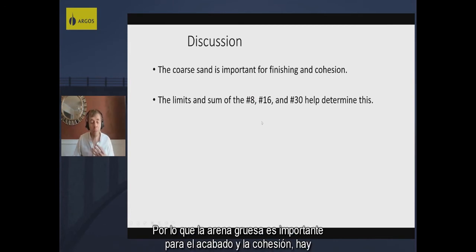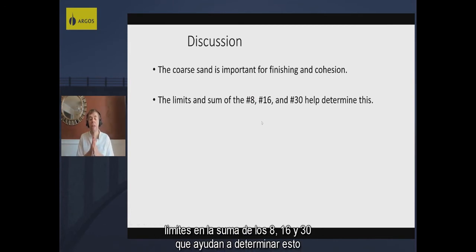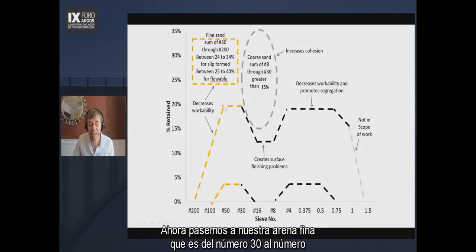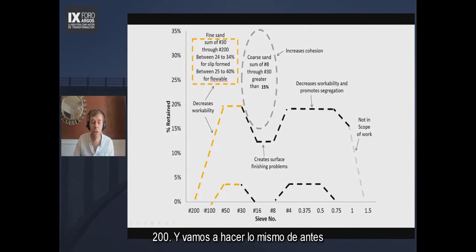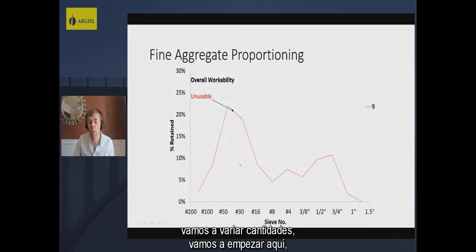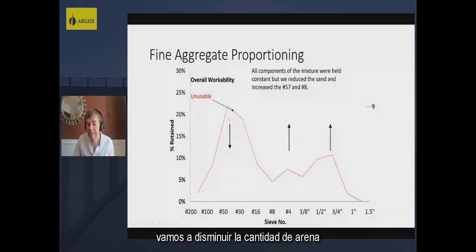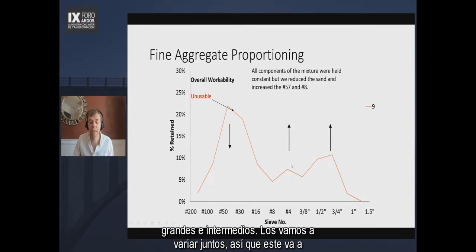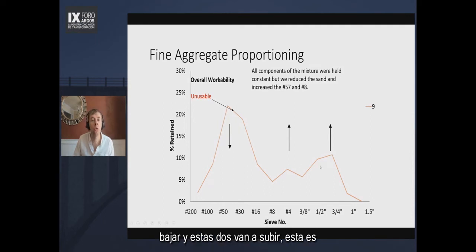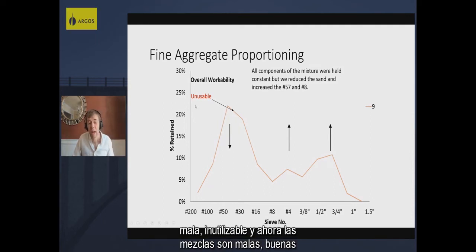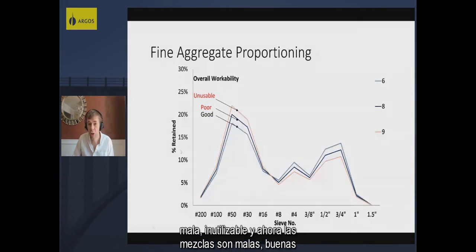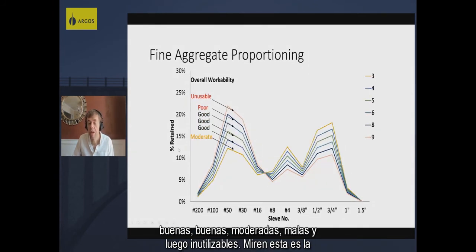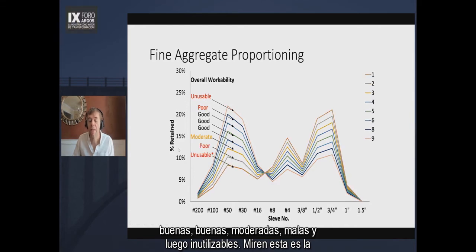So the coarse sand is important for finishing and cohesion, and there's limits on the sum of the 8, 16, and 30. They help determine this. Now let's move on to our fine sand. That's the number 30 through the number 200. And we're going to do the same type of thing. We're going to teeter-totter. We're going to start here, and we're going to decrease the amount of sand, and we're going to increase the amount of coarse, of large and intermediate. We're going to move it together. So this is going to go down, and these two are going to go up. This is bad, unusable, and now things are poor, good, good, good, moderate, poor, and then unusable.